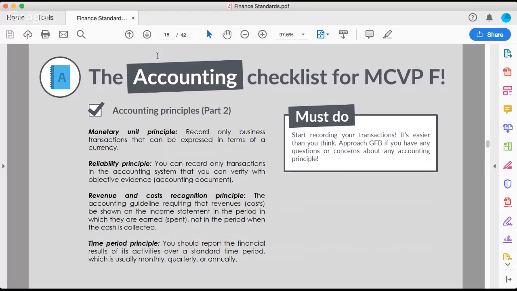recognizing revenues or costs. Then the time period principle means that you should report the financial result of its activities over a standard period of time. So not that you can do it, or you should do it either monthly, quarterly, or annually.